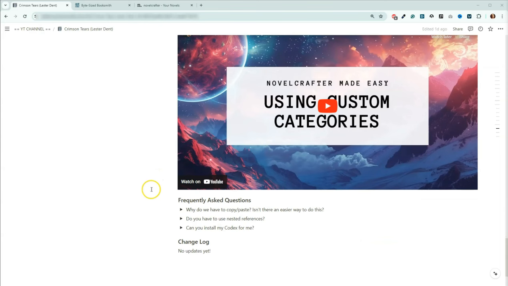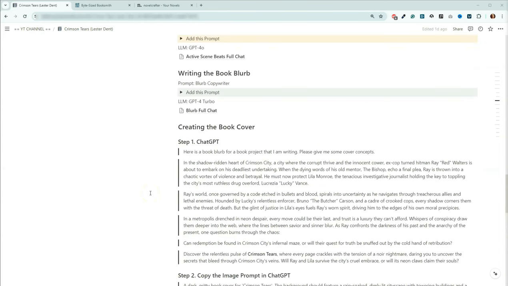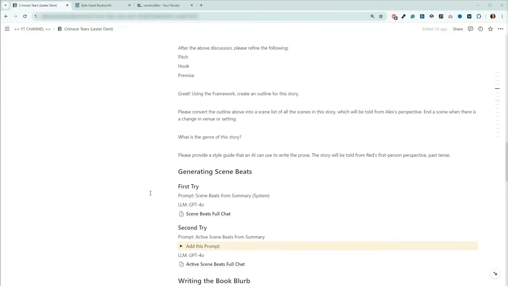And I also added some frequently asked questions with regard to that, like, can you just import? And the answer is no, importing is not available yet.